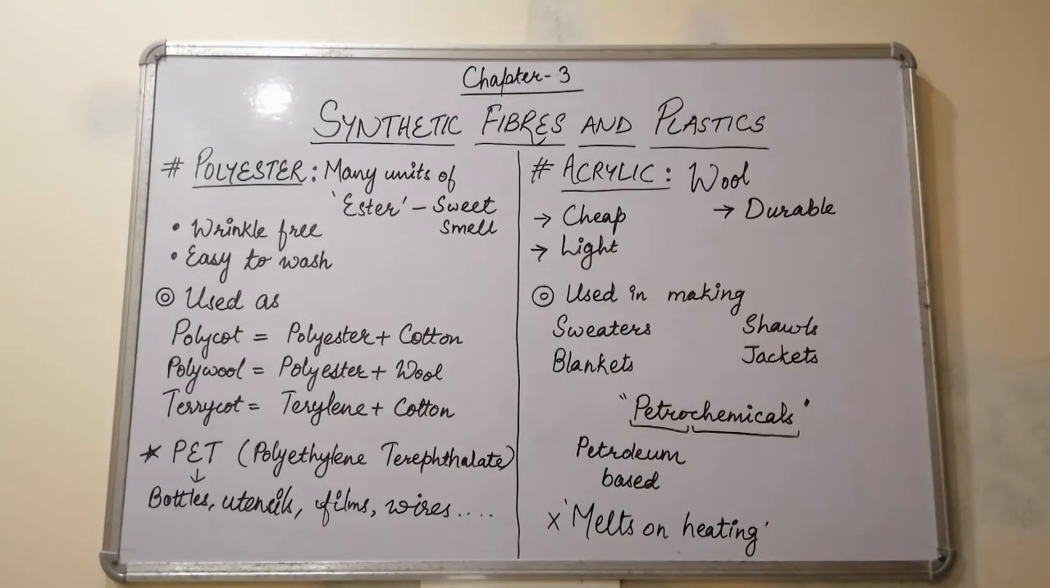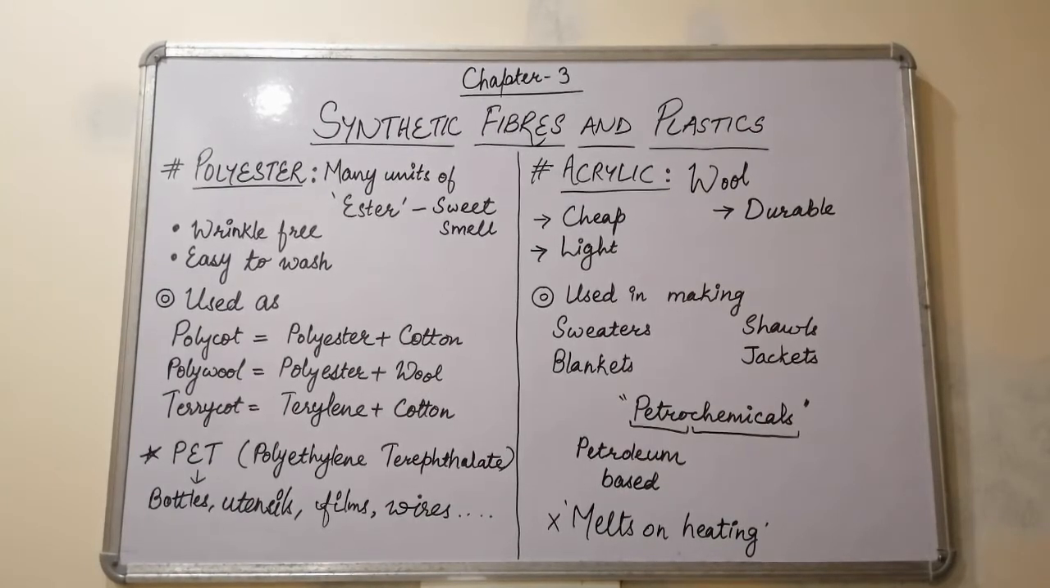Now, today we are going to learn about two more types of synthetic fibers. The one is polyester, the second one is acrylic. Let's start with polyester. As we have seen, a polymer is made up of many units of a monomer. Monomer is a single unit of a kind of chemical. Here in polyester, the kind of chemical which is used is the ester.